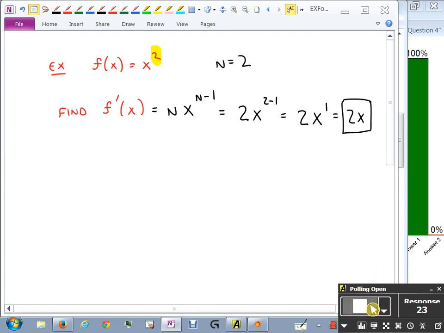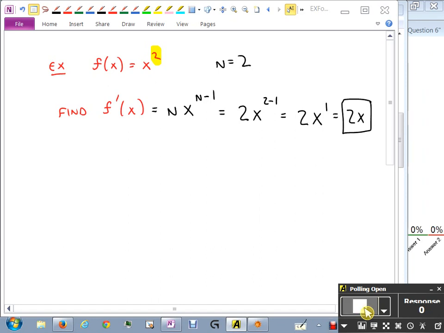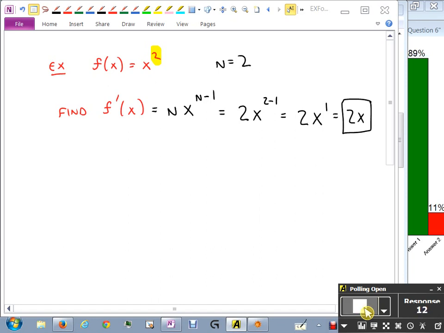Let's vote. Do you understand that or not? Okay, I'm happy to see that. Okay, do you like this or not? Some people don't like it. You want the limit? You want the limit back? You want to suffer?